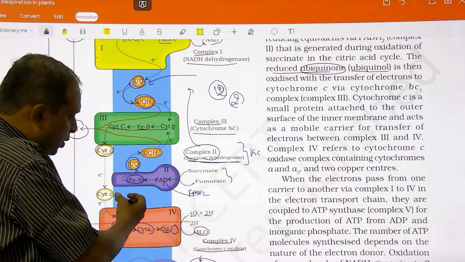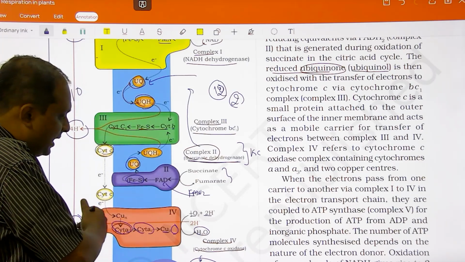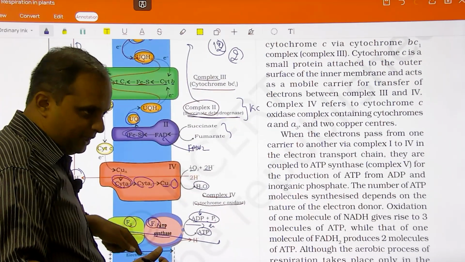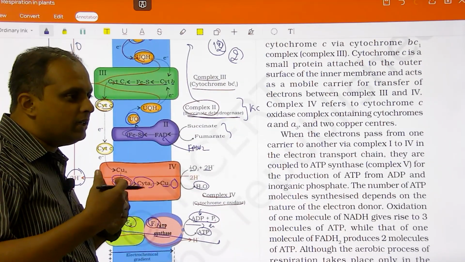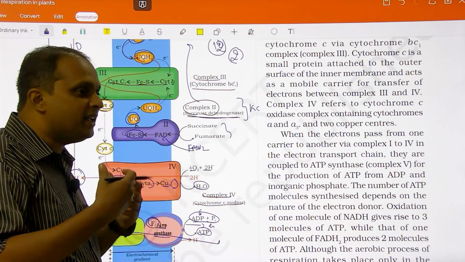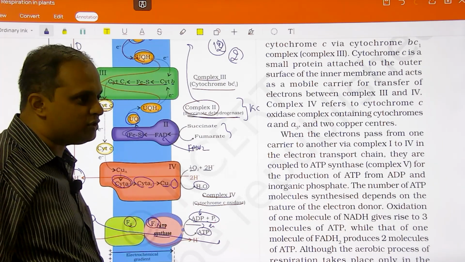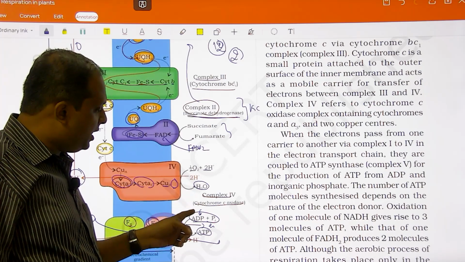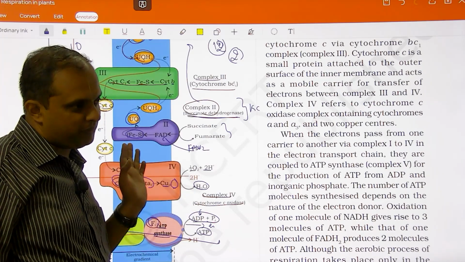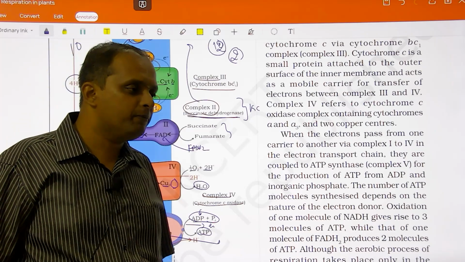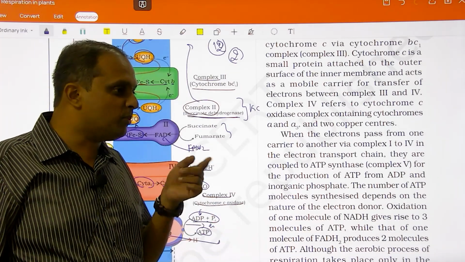So that proton gradient, once it gets released due to the proton exit into the matrix through the F0 particle, there is a proton gradient break releasing energy. That energy is used by the ATP synthase in making ADP plus Pi giving rise to ATP. இதுல என்ன ஒண்ணுனா, one NADH molecule gives how many ATP? 3. One FADH2 molecule gives how many ATP?